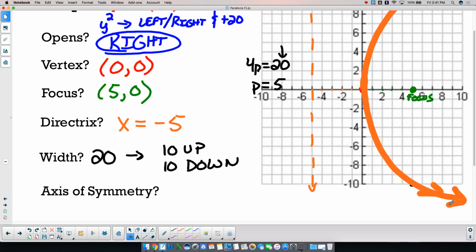Right? And that only leaves me my axis of symmetry. My axis of symmetry is the line that runs through the vertex right there and through the focus right there. And that gives me the line here. Now that's a horizontal line, y equals 0.